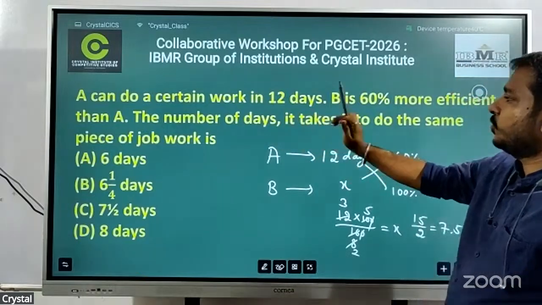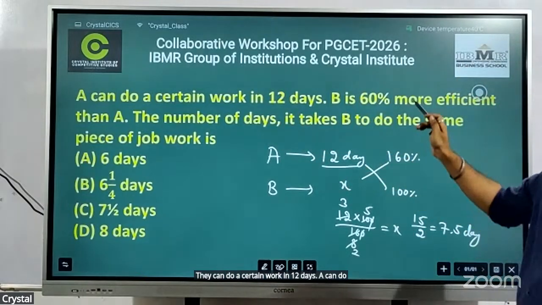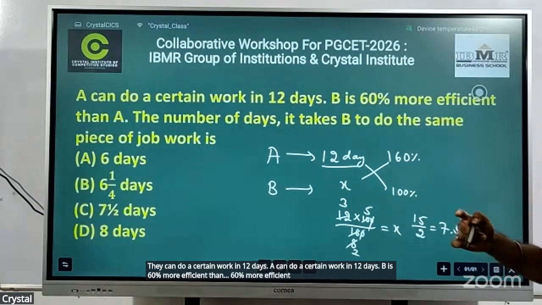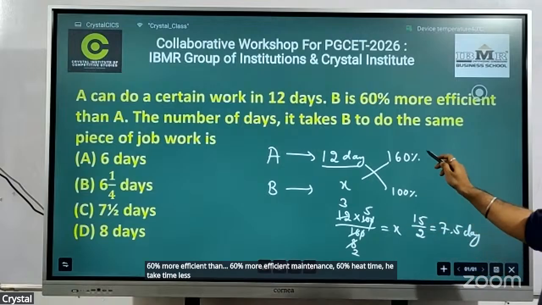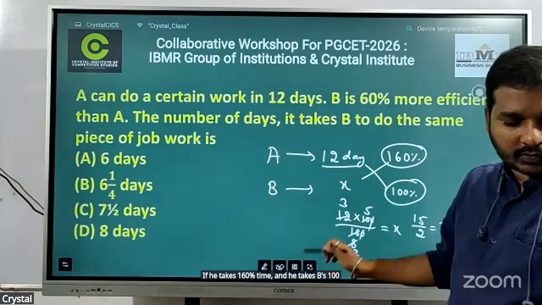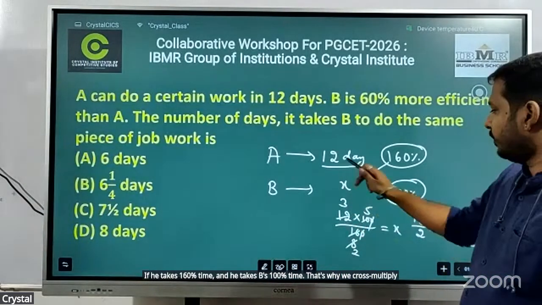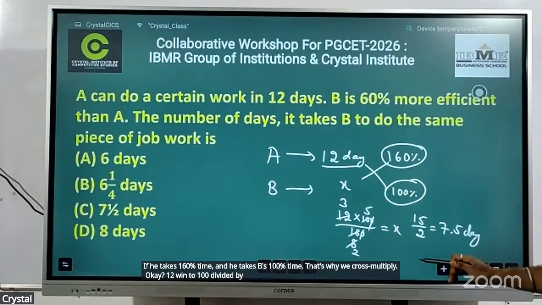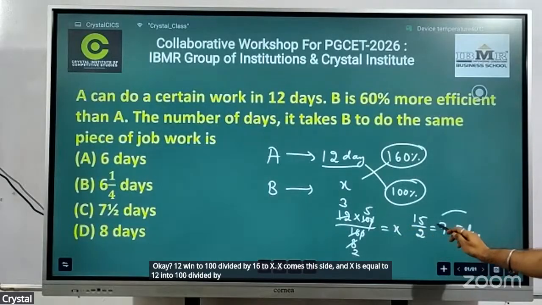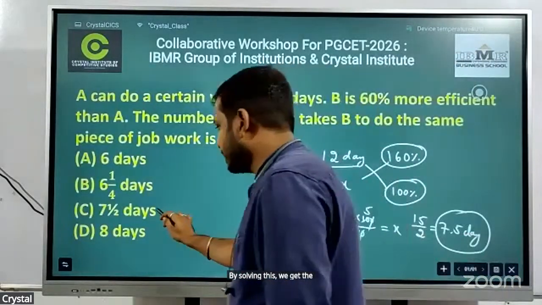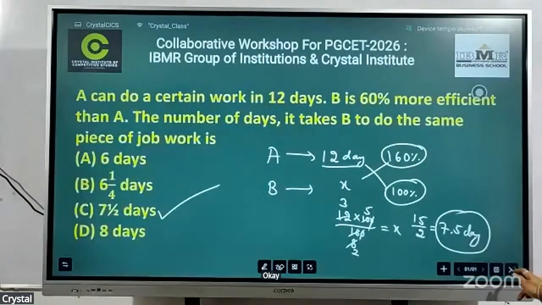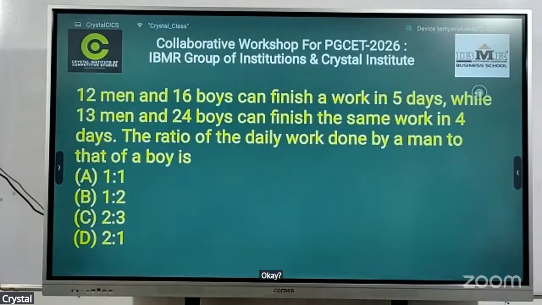A can do a certain work in 12 days. B is 60% more efficient than A. 60% more efficient means he takes 60% less time. If A takes 160% time, B takes 100% time. That's why we cross multiply: 12 into 100 divided by 160 is equal to x. By solving this, we get 7.5. 7 1 by 2 days is the correct answer. Okay, next.